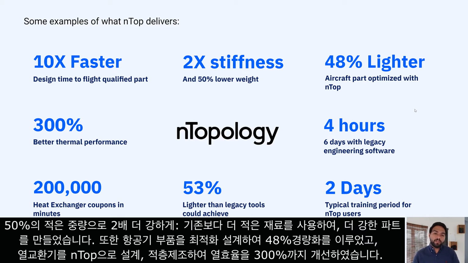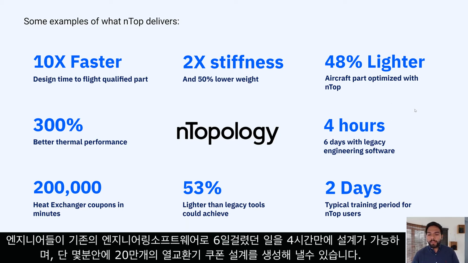So making parts stronger, even though we're using less material and making them lighter weight. 48% lighter. This is from an aircraft part that was optimized with Intop platform. 300% better thermal performance. This is from a heat exchanger that was designed in the platform and additively manufactured.